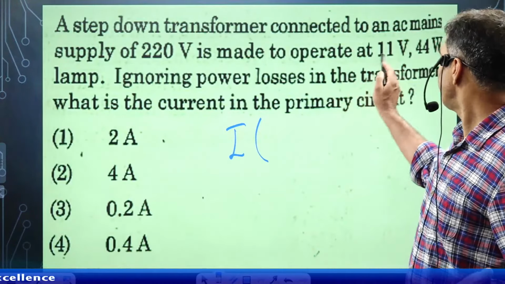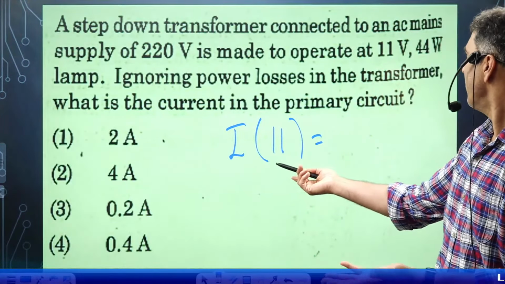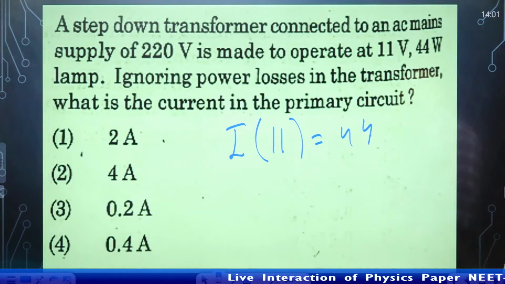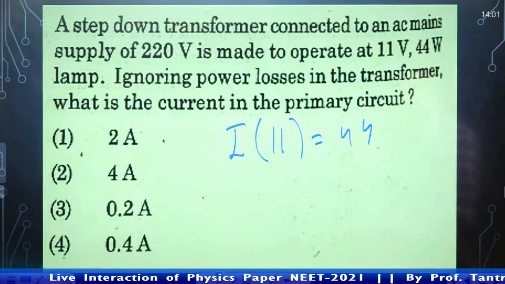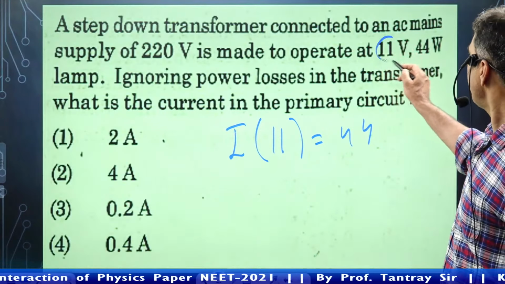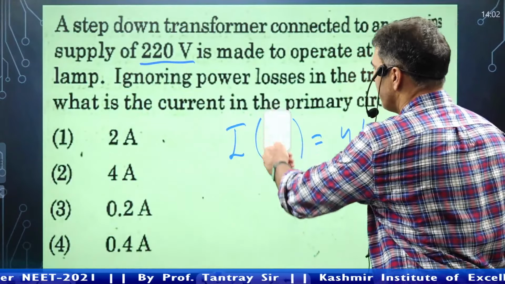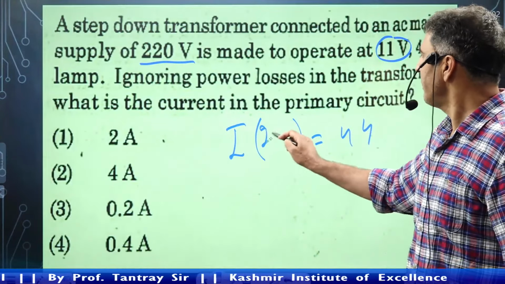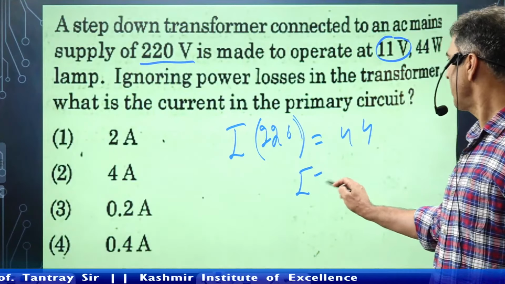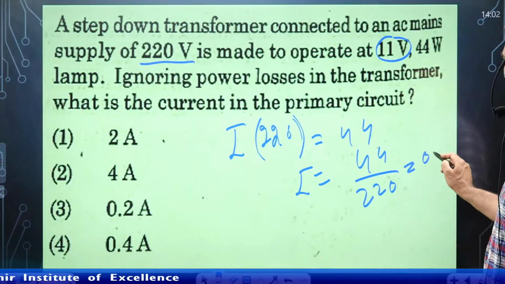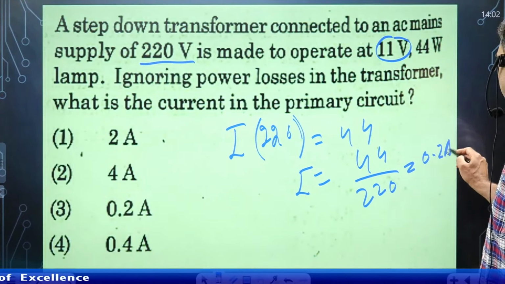What's the input voltage? There's 11 volt. That's the power, that's 44 watt. But this is not the voltage. Voltage is this, I'm sorry. So voltage is 220. So I is equal to 44 by 220. That is 0.2 amperes. That's the answer.